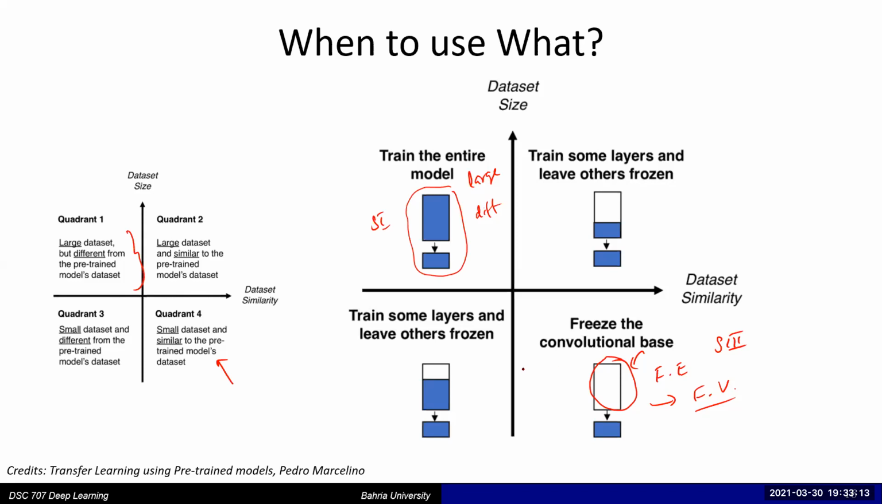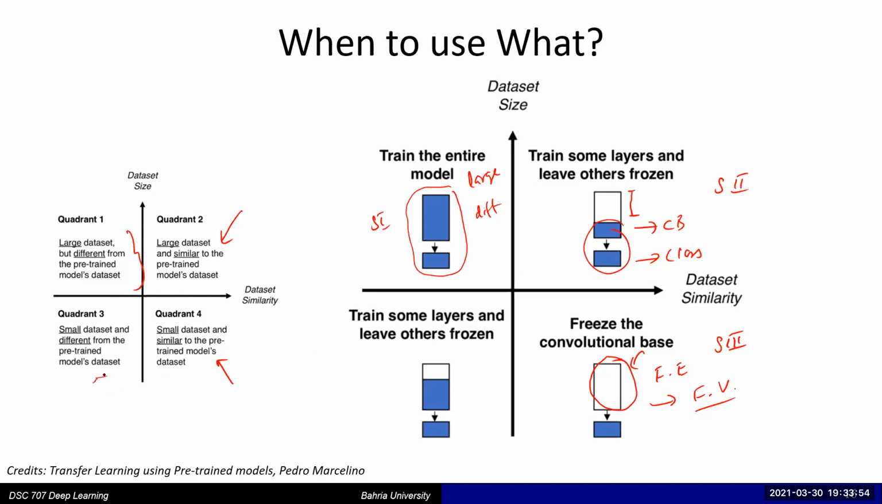Now we come to the other two possibilities, right? Quadrant two, where you have a large data set which is similar to the pre-trained model. Since you have sufficient data, and it is similar, we have chosen to freeze some of the layers, and we are training some part of the convolutional base and this classifier, right? How many layers you want to freeze, again, it's a matter of choice, but it also depends on how much data you have and what is the similarity with the source data set, right? So this is actually strategy two, which is fine tuning.